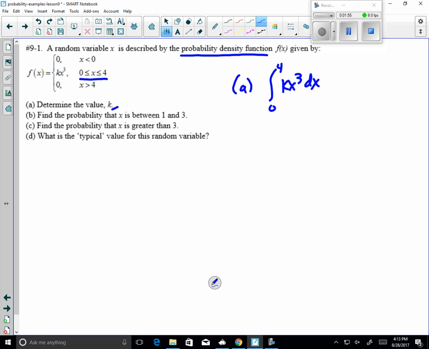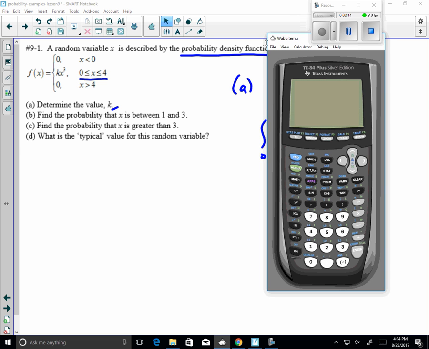Let's say at first I don't know what k is, so there's some constant there. One way we could approach this is we could say, let's go ahead and do the integral without the k, x cubed dx, and we could evaluate that. You can either do that by hand, or you could use a calculator's function. I'm going to use a calculator function for that here.